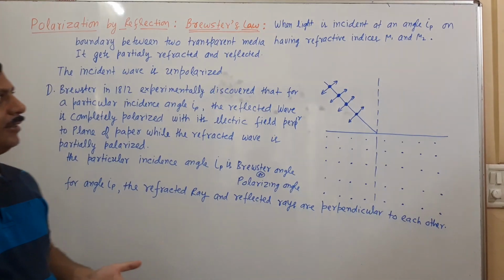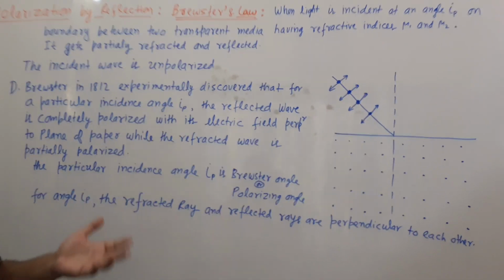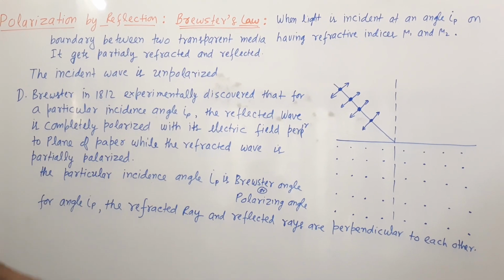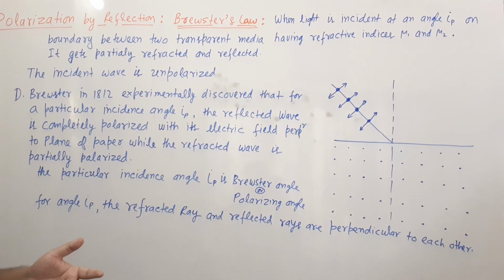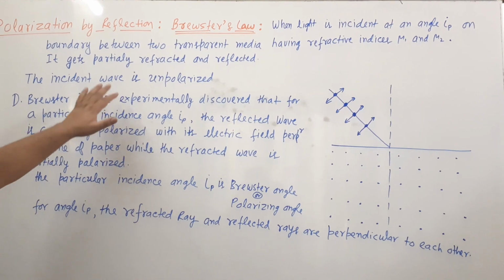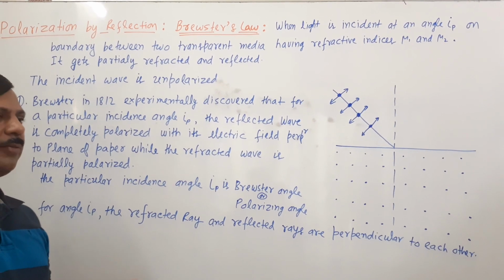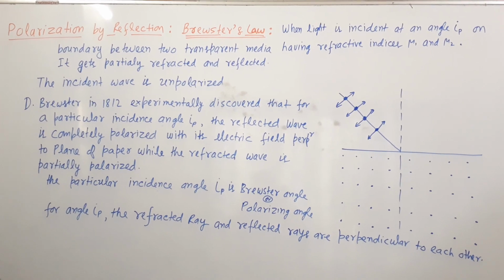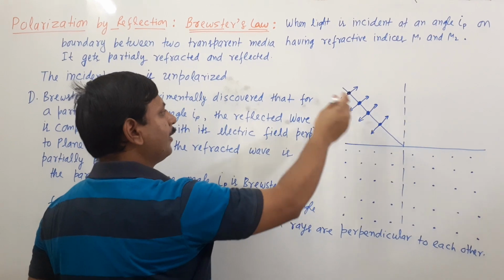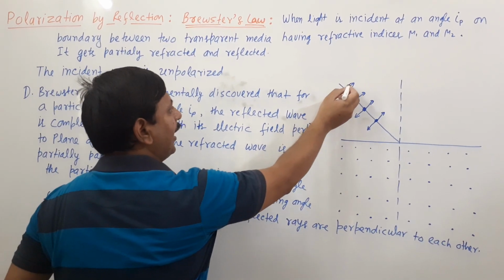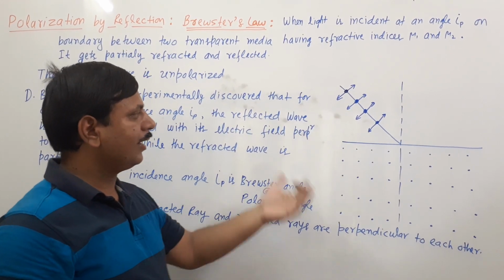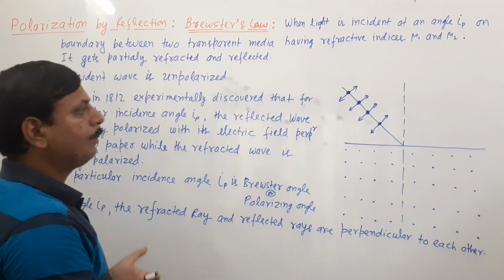When light is incident at a particular angle on the boundary between two transparent media, I have taken the refractive index of the first medium as mu1 and of the second medium as mu2. The incident wave I have taken unpolarized. This dot shows the direction of the electric vector perpendicular to the plane of paper, and this arrow shows the direction of the electric vector perpendicular to the direction of the ray but lying in the plane of the paper.